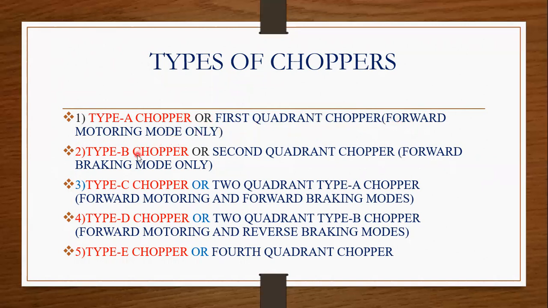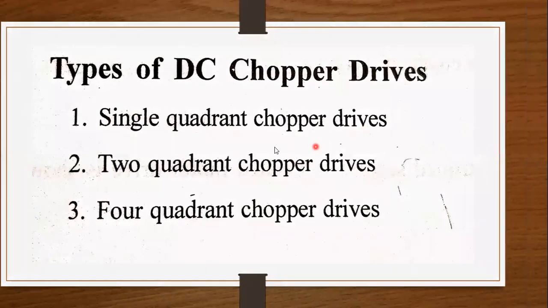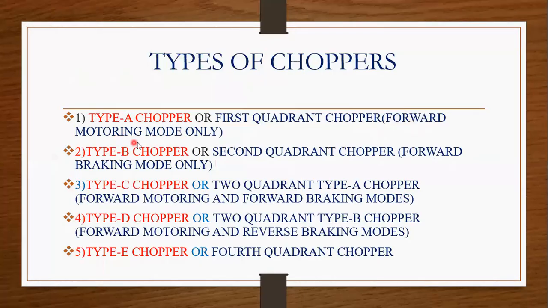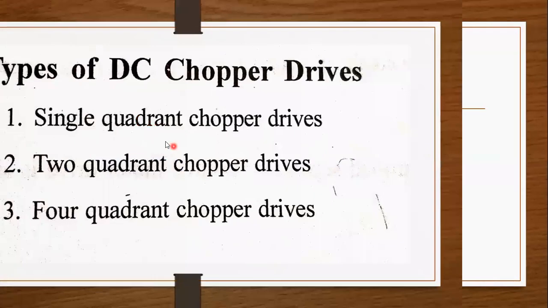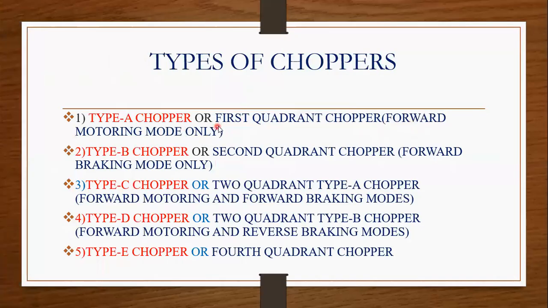Okay, and then type B chopper, the second quadrant chopper. That is called forward braking mode only. These two come under single quadrant chopper drives: type A chopper and type B chopper. Understood? First quadrant means forward motoring mode, and the second means forward braking mode.